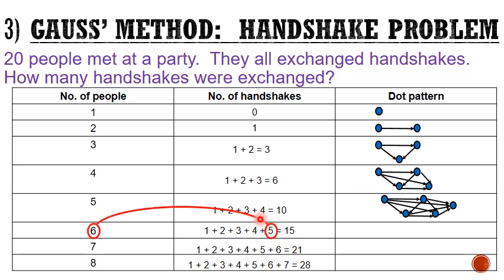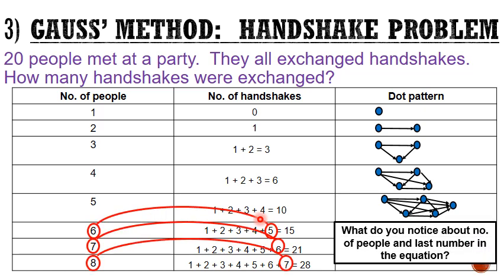So now, what do you notice about the number of people and the last number in the equation? This is the number of people, the last number of the equation. 7 and 6, 8 and 7. So this is the number of people minus 1, you will get the last number in the equation.